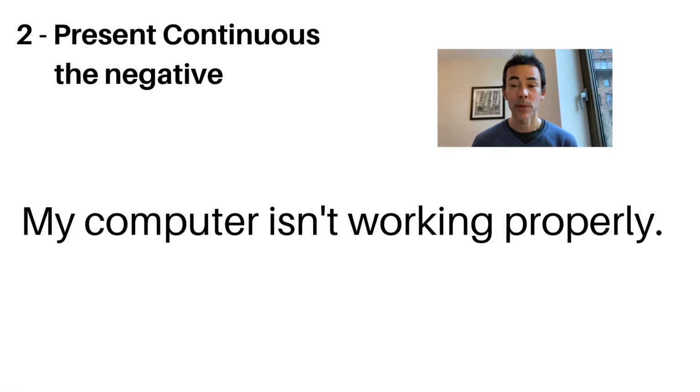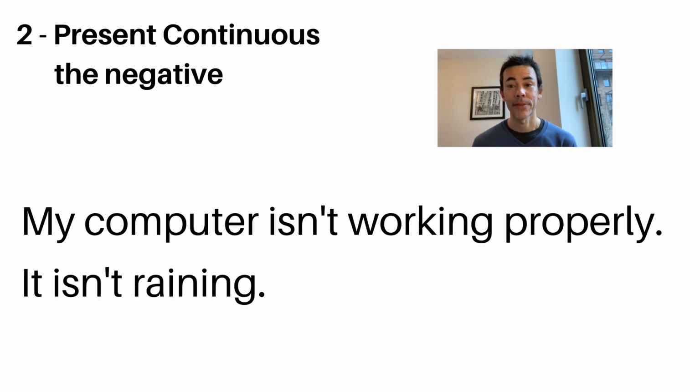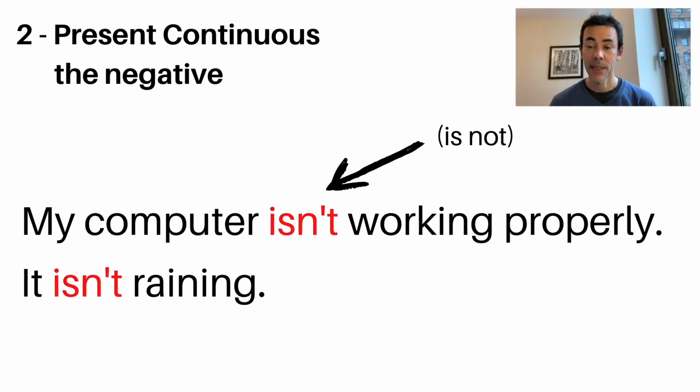Okay, let's see if we can figure out how to form the negative. Here are a couple of examples. Ugh, my computer isn't working properly. Phew, it isn't raining. So to form the negative of the present continuous, we simply change the verb to be to the negative by using not.